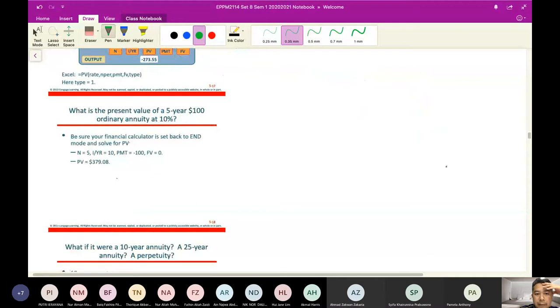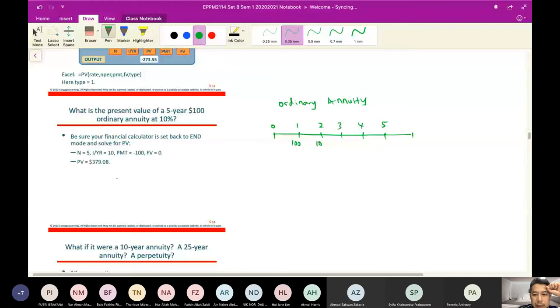This one is normal. Okay, basically for this one, what you want to calculate is, this is ordinary. Five-year: 1, 2, 3, 4, 5, 0. So it is ordinary annuity, which means it happens at the end of a year. How many times the payment? 100 repeated over 5 years. And then you want to calculate the present value. So you need to calculate this.